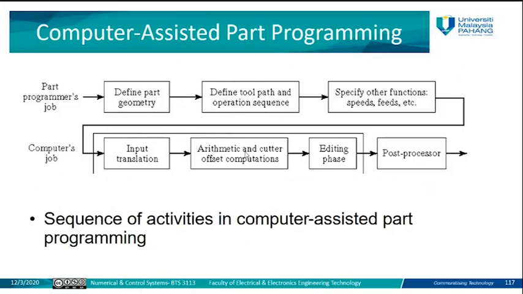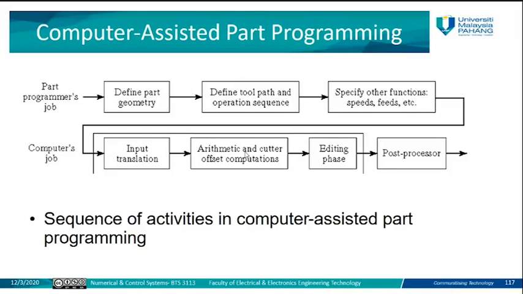The sequence or flowchart of developing the program by using computer-assisted part programming is divided, as we said, between two parts. One part is for the programmer, the other part is for the computer or the automatic part programming. So for the human part, the programmer will define the part geometry, define the tool path, and specify the functionalities like speed, feeds, and so on. These things need to be calculated and defined by the programmer, or can also be extracted from the engineering drawing or blueprint.